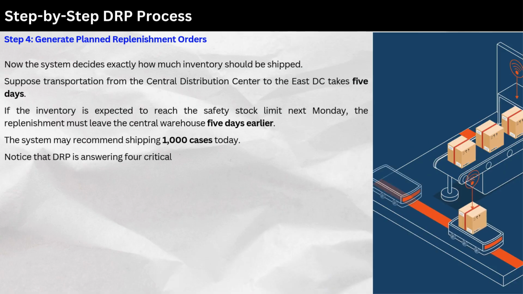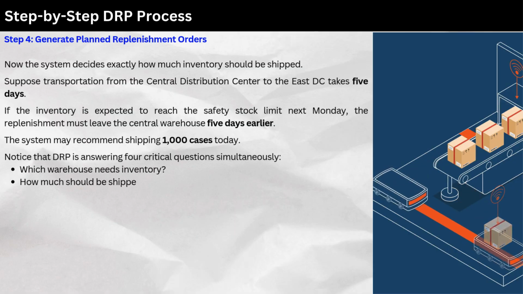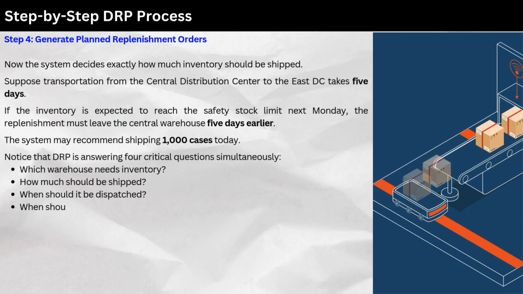Notice that DRP is answering 4 critical questions simultaneously. Which warehouse needs inventory? How much should be shipped? When should it be dispatched?